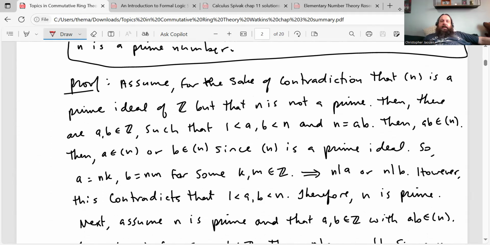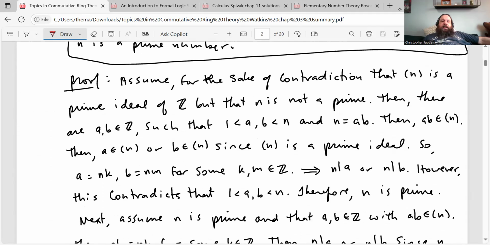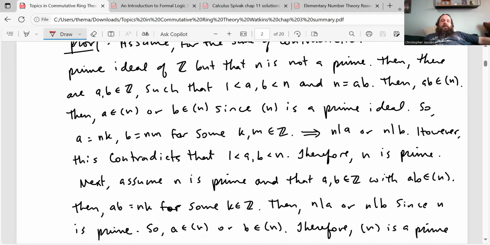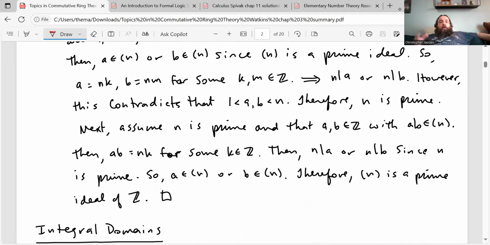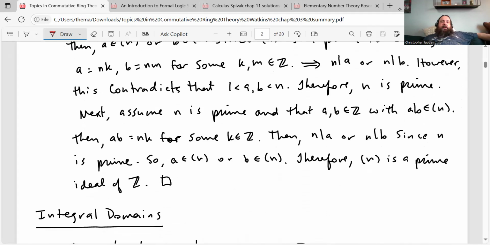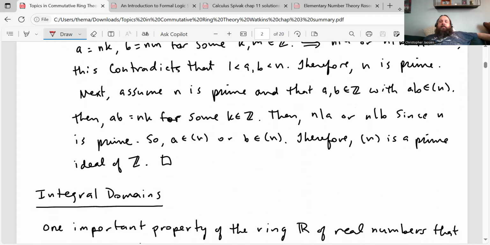Then ab is in the ideal generated by n. Then a is an element of the ideal generated by n, or b is an element of the ideal generated by n, since it is a prime ideal. So a = nk, b = nm for some k, m in Z, implying n divides a or n divides b. However, this contradicts the fact that a and b were both greater than 1 and less than n. Therefore, n is prime.